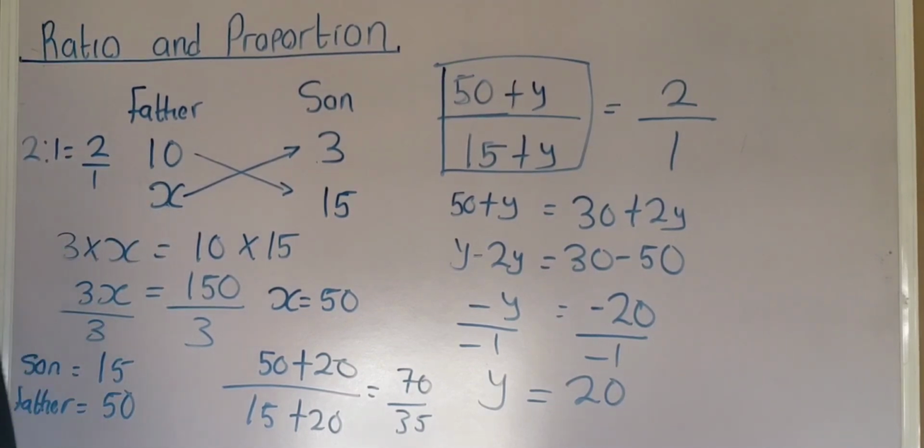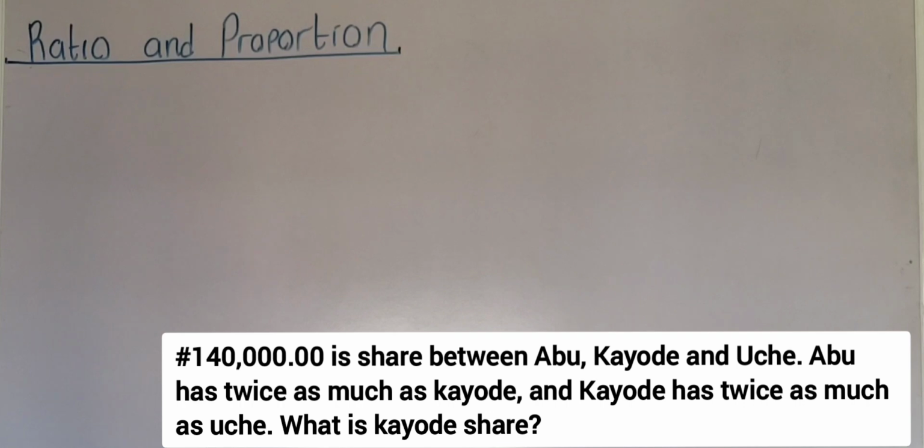Now let's have another worked example. 140,000 naira is shared between Abu, Kayode, and Uche. Abu has twice as much as Kayode, and Kayode has twice as much as Uche. What is Kayode's share? Okay, let's start by writing out the information that we are given in the question.